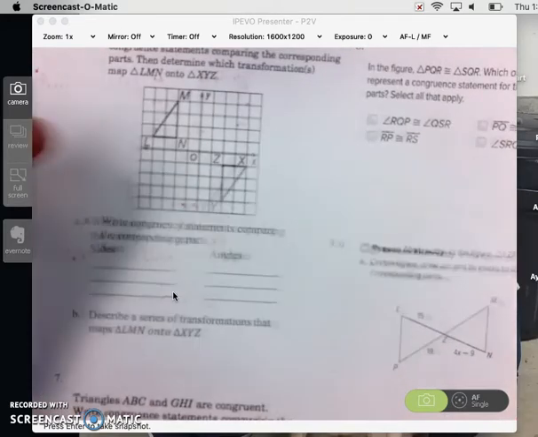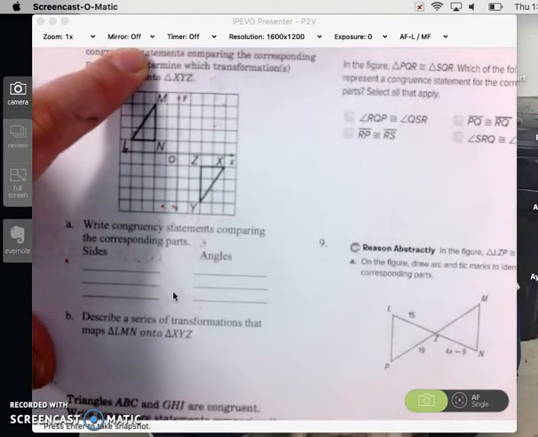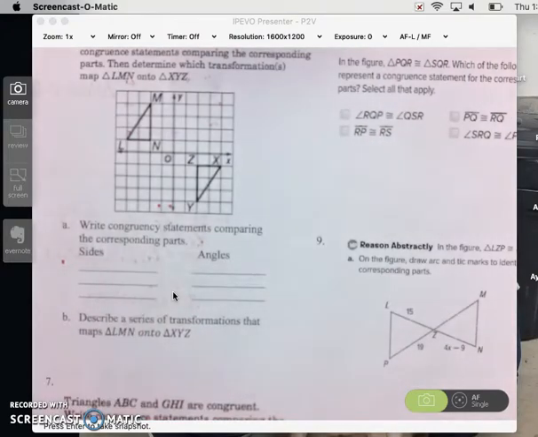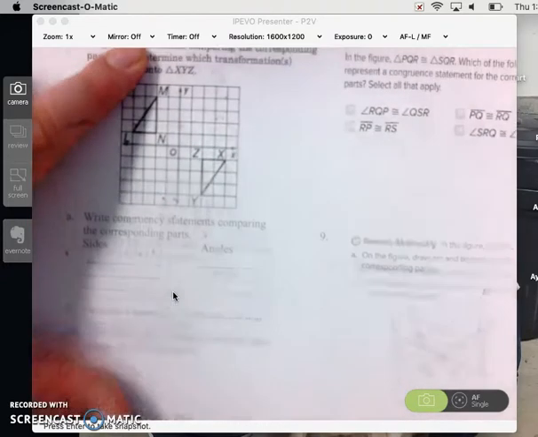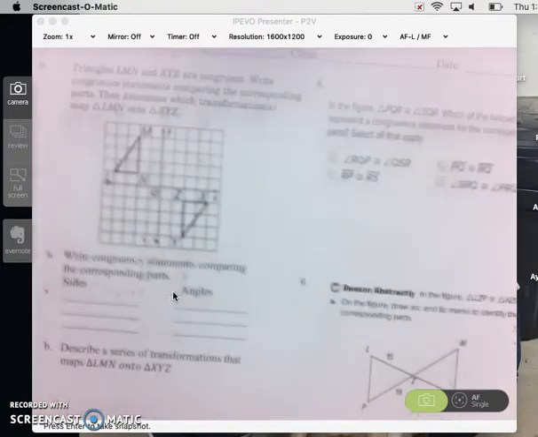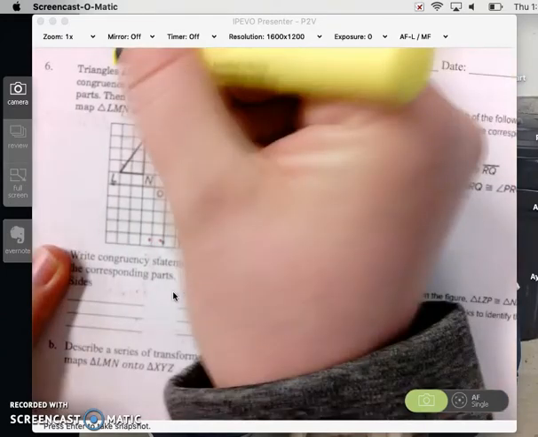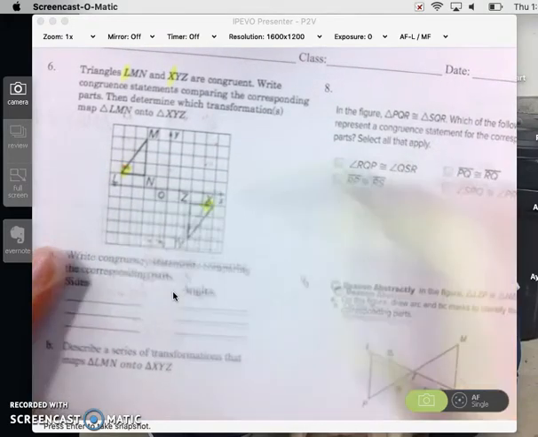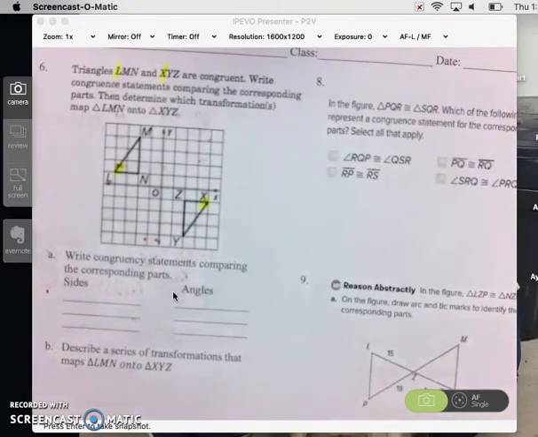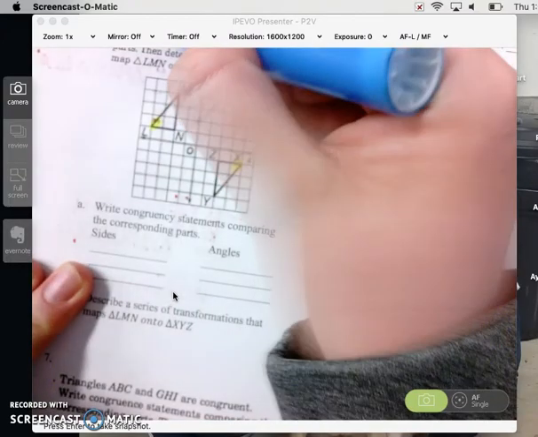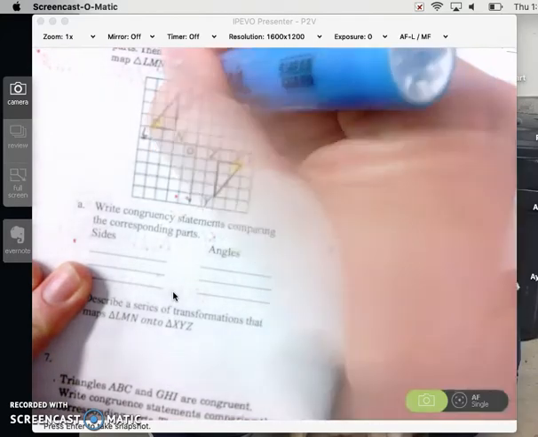This next one names triangle LMN and XYZ, and it doesn't give you any tick marks or arcs, and you actually have to put them in. So I like to always start with the angles, because those are the easiest for me. So L is first, X is first, L and X. So those could be one arcs. Then I'm going to go look for M, or the second one, which is M and Y, M and Y.